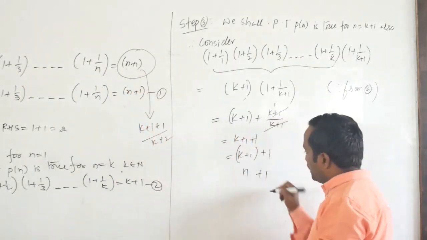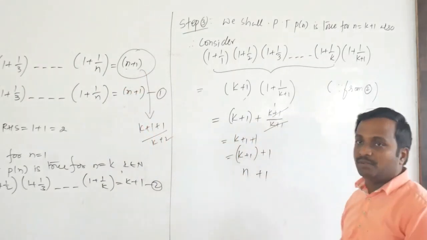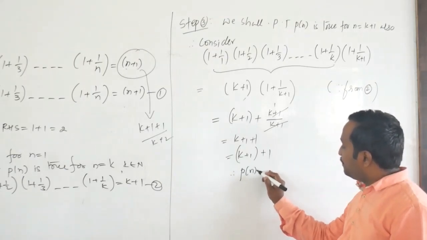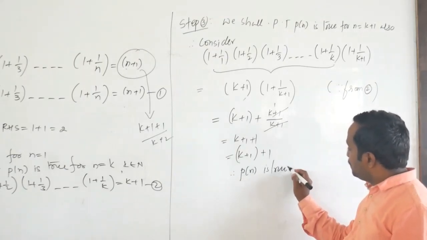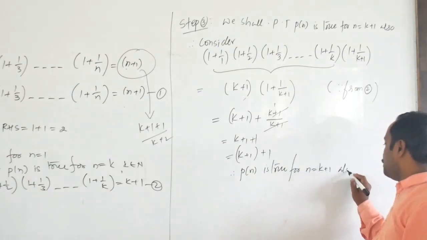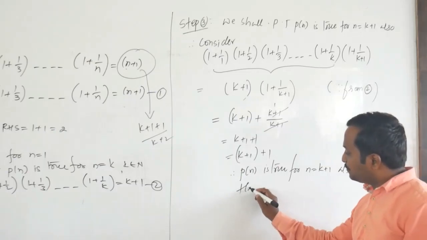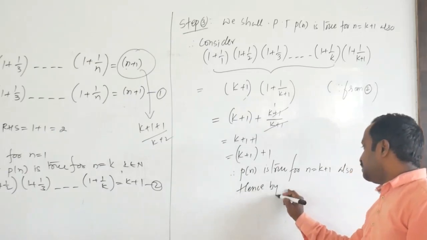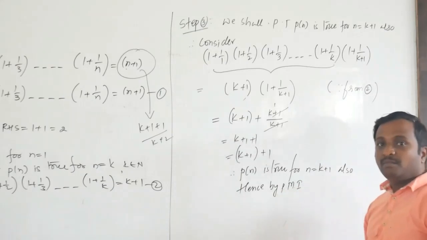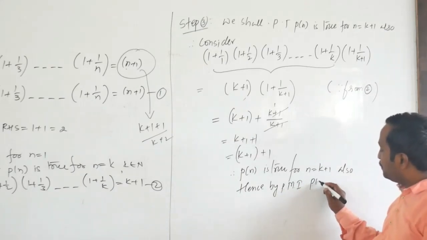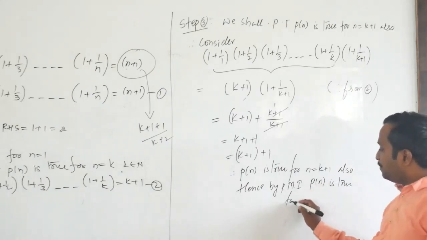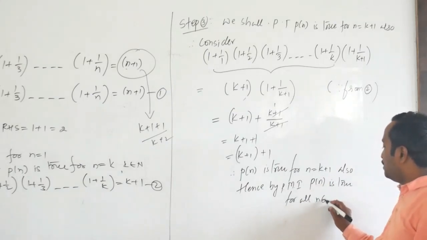In this n, k plus 1 has come. So what can we write as our statement? Therefore P of n is true for n is equal to k plus 1 also. Hence, by the principle of mathematical induction, P of n is true for all n belongs to N.